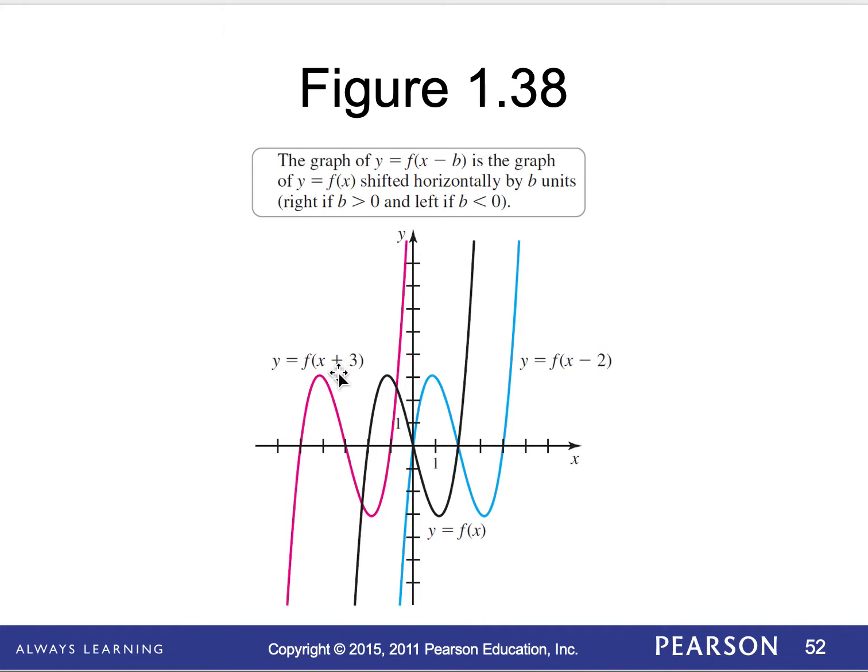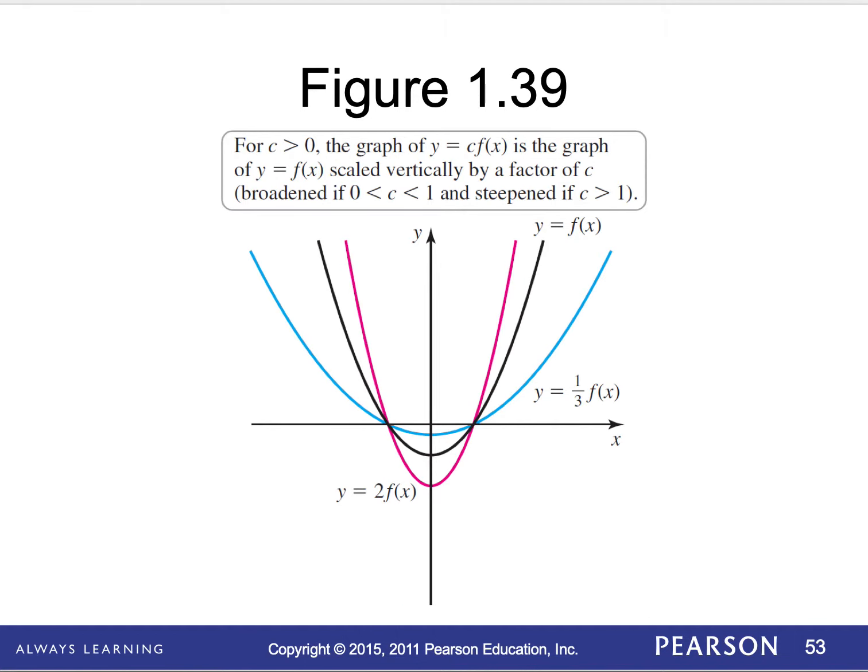Here, notice it's done inside the parentheses. When I add or subtract inside the parentheses, it moves it left or right. So if I add 3, it actually moves it left 3. So look here, 1, 2, 3. There's the red graph. If I look here, x minus 2, it's actually going to move it plus 2. There's my blue graph. So I took this dot on the black, I moved it to the right 2. And that's probably one of the easiest places to get confused because we are moving left or right in opposite motions.